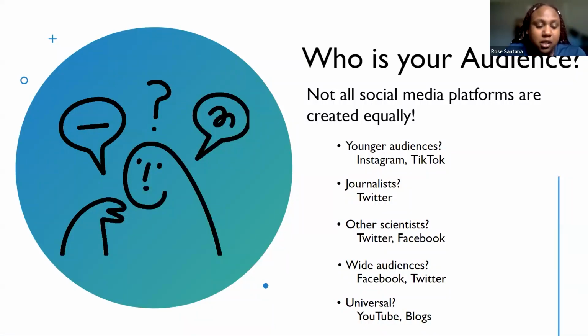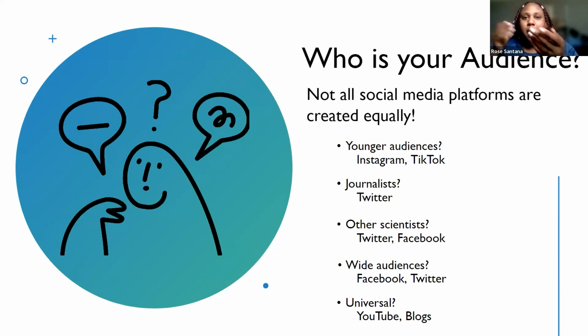One of the things that you want to think about when you're trying to start using social media is, who is your audience? Who is it that you're trying to reach? Are you trying to reach younger people? Are you trying to reach children? Are you trying to reach adults in their 30s or 40s? Do you want to connect with journalists, other scientists, the general public? Do you just want to talk to everybody? It's really important that you tailor your strategy to who it is that you're trying to reach.